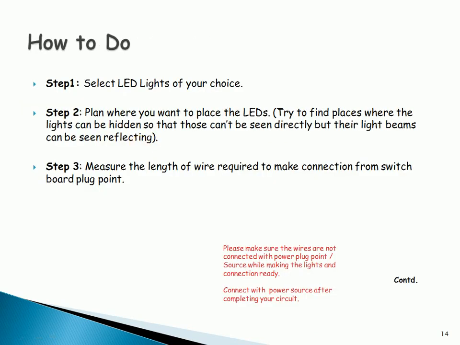Now how to do it? So let's follow the steps. Step 1, select the LED lights of your choice that I have shown you earlier, choice 1, choice 2, choice 3, or any other choice. Make sure the LED lights are of 12 volt DC. Then step 2, just plan the areas where you want to place the lights. Just read it.